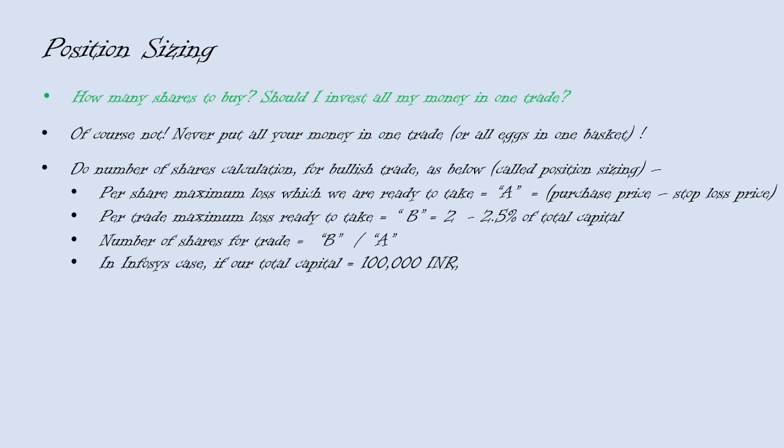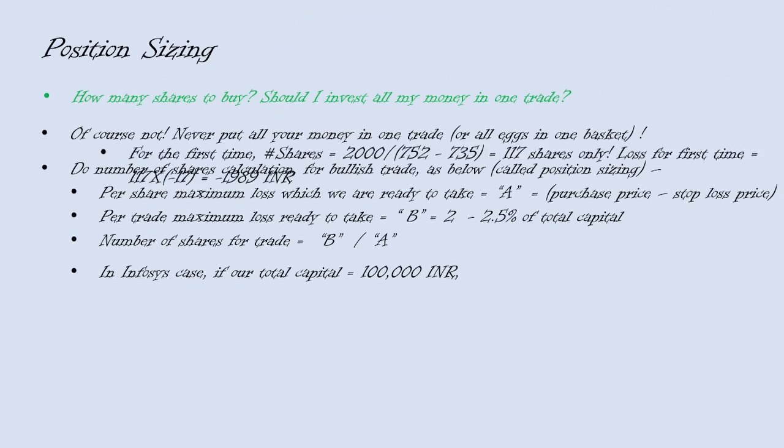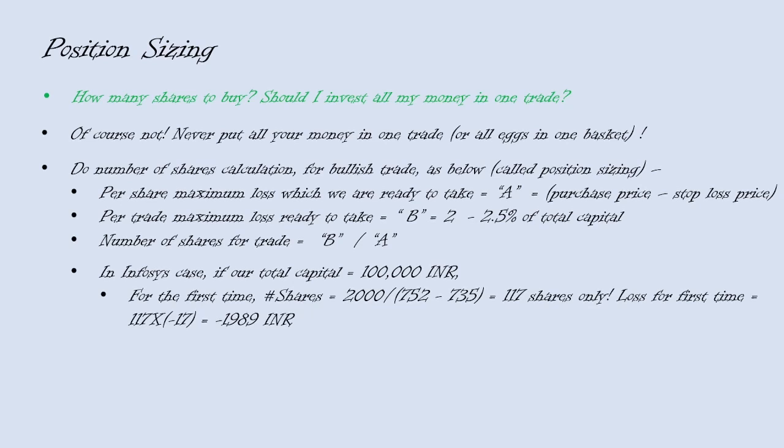So for example, in our Infosys case, let's say our total capital is 1 lakh INR, or 100,000 INR, for the entire year, and for this trade, if I'm putting 2% of that, I have 2,000 rupees, which is the number B. And if you see my mouse cursor, what is the A? A is nothing but the price at which we are purchasing, that's 752 if you remember the last video, minus the stop loss, which the first time when we purchased the share was 735. So this gives 2,000 divided by 17, which comes to 117 shares only.